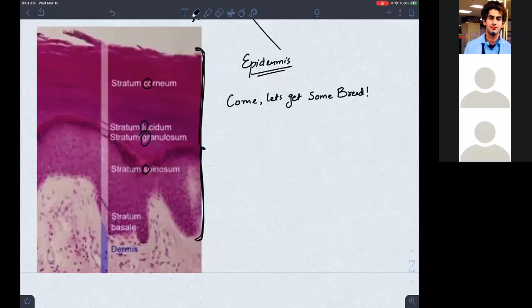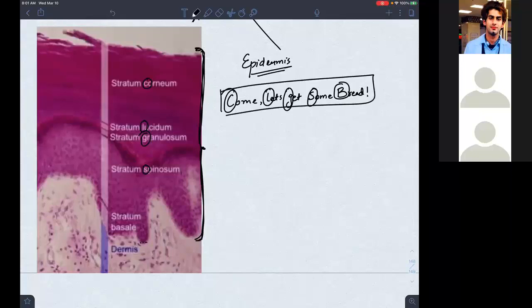Okay, so stratum corneum, stratum lucidum, stratum granulosum, stratum spinosum, stratum basal. So you have to go from outside to inside. This is the way you have to remember. So epidermis, generally, these are the layers you have to remember: stratum corneum, stratum lucidum, stratum granulosum, spinosum, and basal. And after that you will see the dermis, and this is the dermo-epidermal junction.